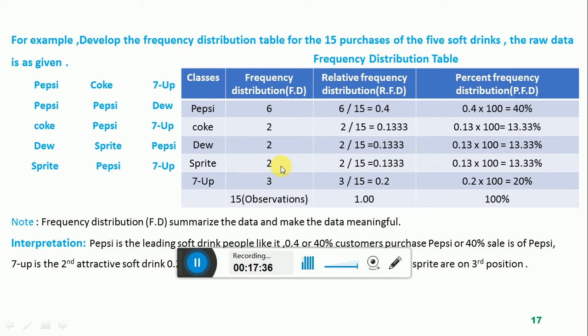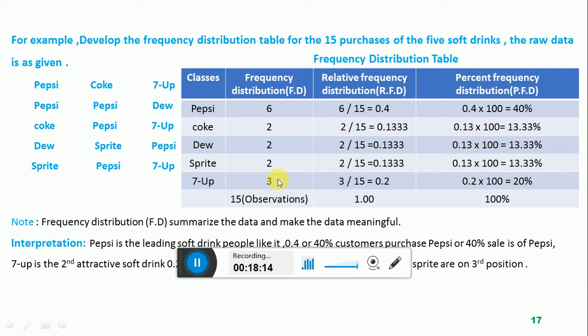From the frequency distribution table we can analyze and summarize the given data set. As I am repeating here, from this frequency we can summarize that 6 is the large number, the big number. So it is very clear that the sale of Pepsi is more relative to all other soft drinks. It means this is the attractive soft drink, we can say. And the second one, 3, is more than all the other 3 soft drinks, Coke, Dew and Sprite, so this is the second position soft drink in the market.